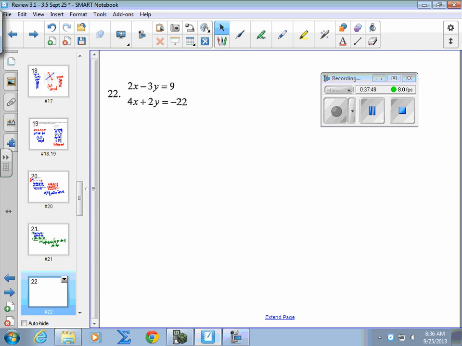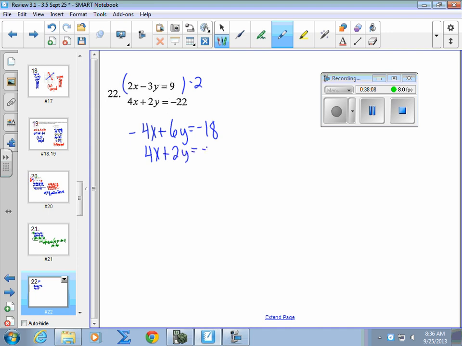Problem number 22. We need to decide what we're going to eliminate. Probably the easiest thing to do is to multiply the top equation by -6, get -4x plus 6y is -18. And then we have 4x plus 2y is equal to -22. We add these two equations together, we get 6y is equal to -40. So y is equal to -5.